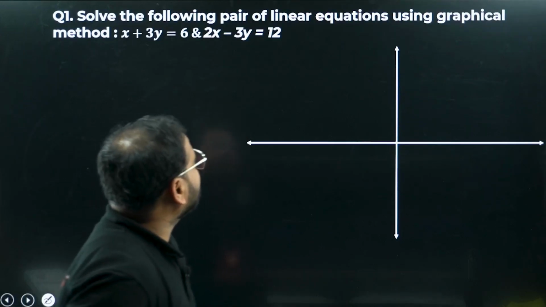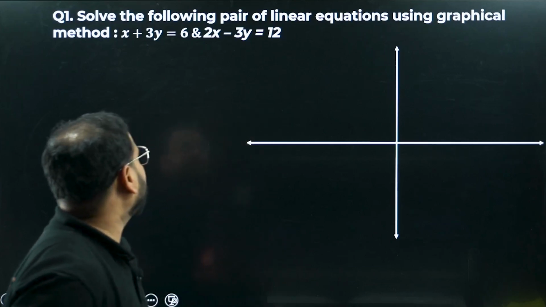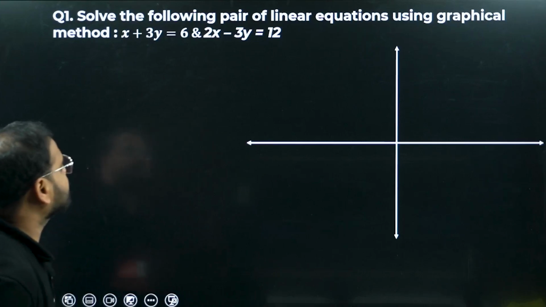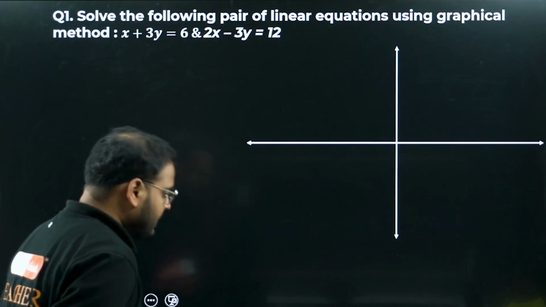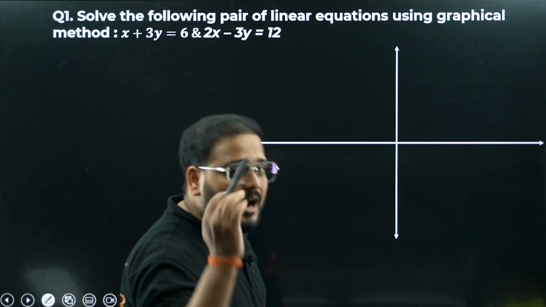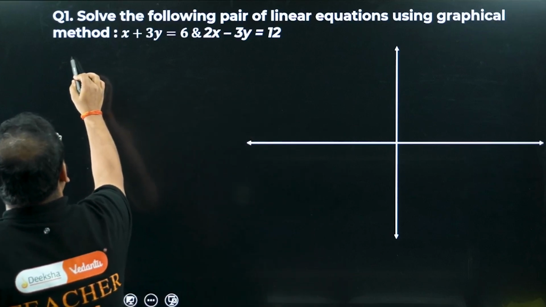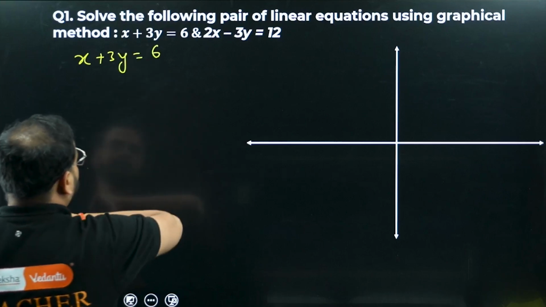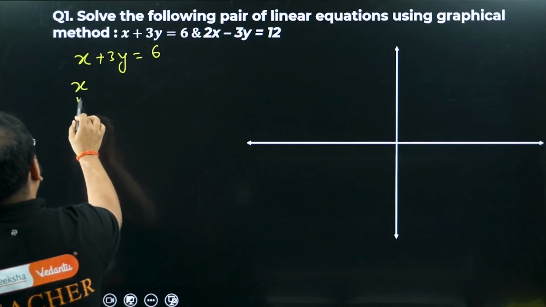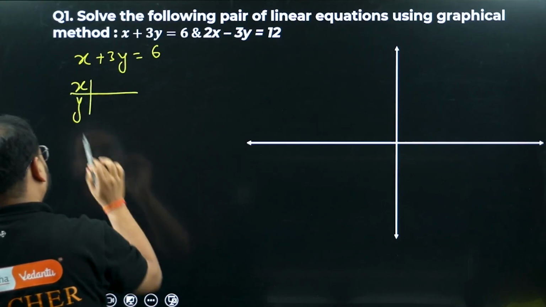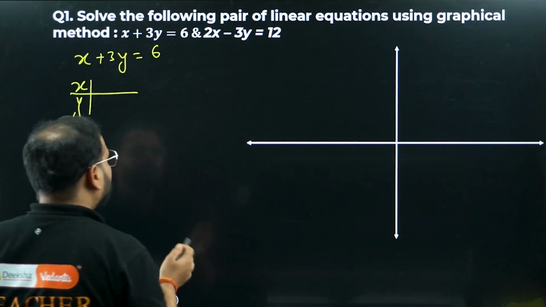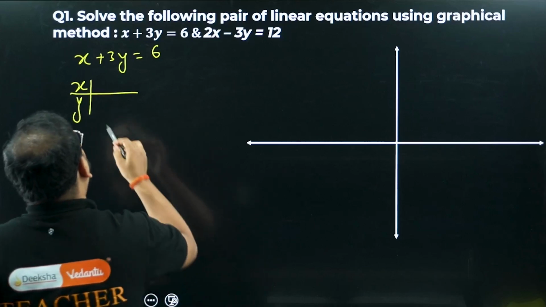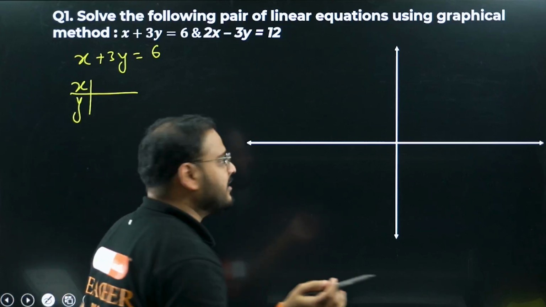Solve the following pair of linear equations using the graphical method. x plus 3y equals 6 and 2x minus 3y equals 12. So let me plot the first graph first. I said step 1 is plotting the graph. How? We'll see now. I'm talking about the first curve. Right here x, right here y. Now put x as 0 first. You don't have to put x as 0, you can put x as 1 also, 2 also, anything you can put. But I'm taking 0 because it is more convenient to find the y value from there.